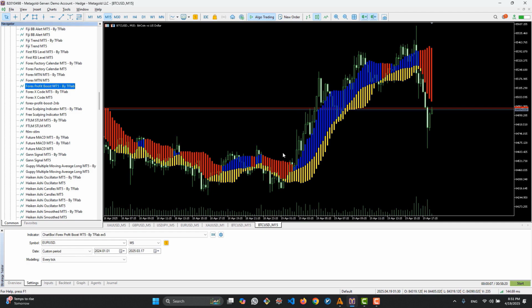Trend detection in this indicator works as follows. When we have a combination of blue and yellow histograms, we can consider it an uptrend.